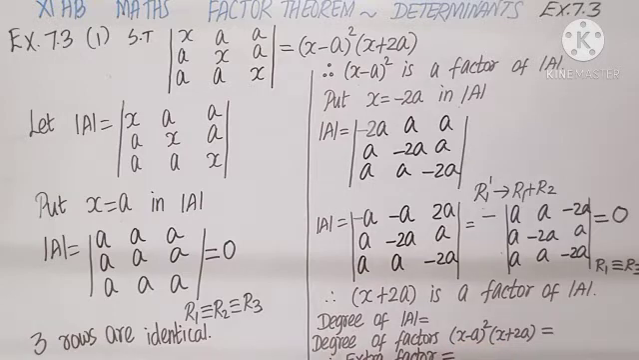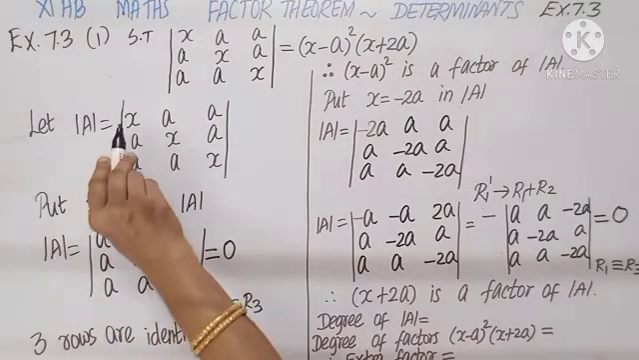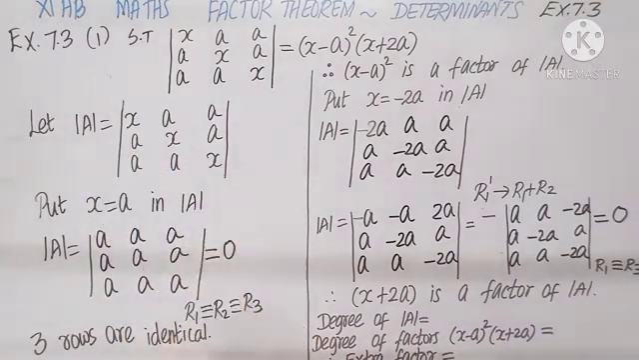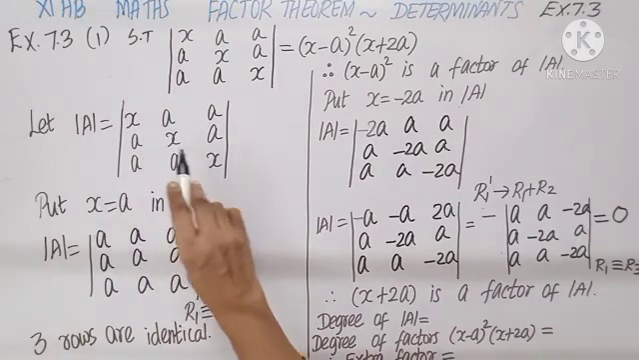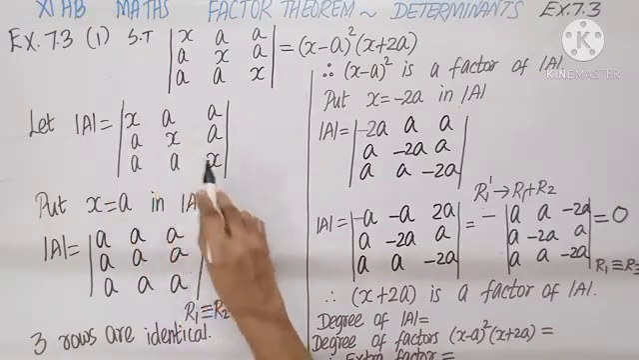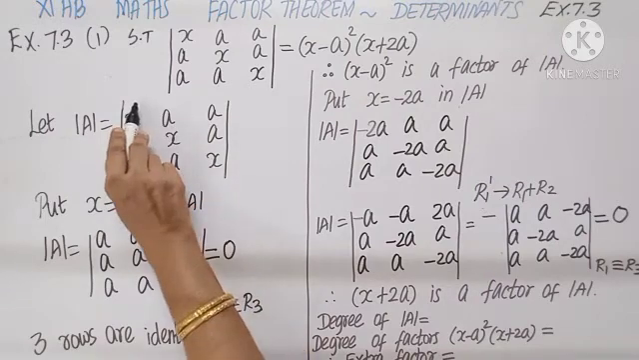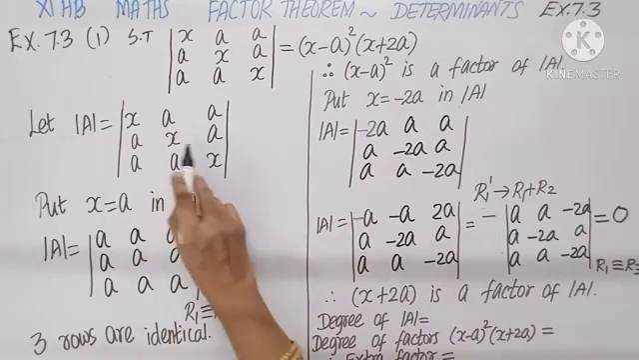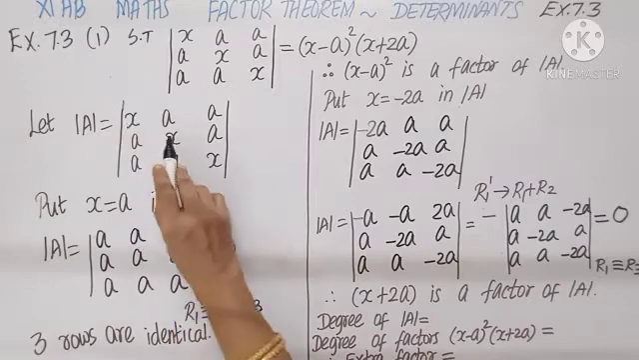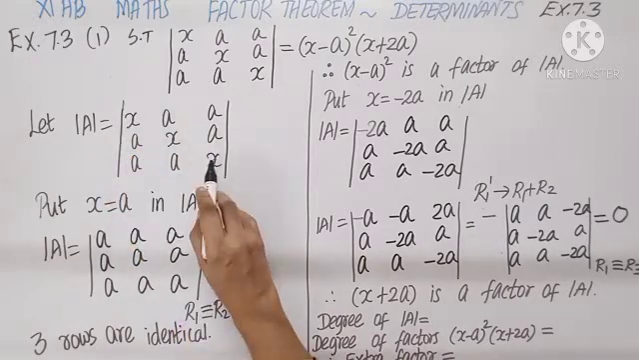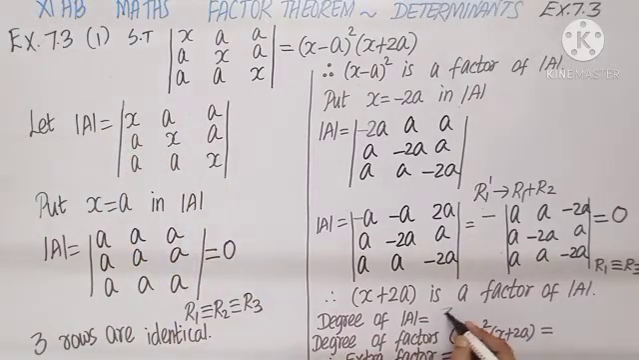What is the next step? Find out the degree of the determinant. The degree: diagonally you can multiply x into x into x, x power 3, or you can add the powers while multiplying. Every entry has power 1, 1, 1. As I add the powers, the degree of the determinant is 3.